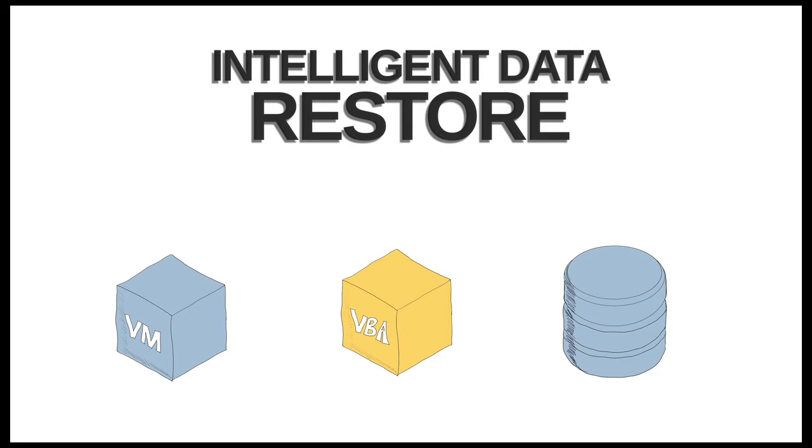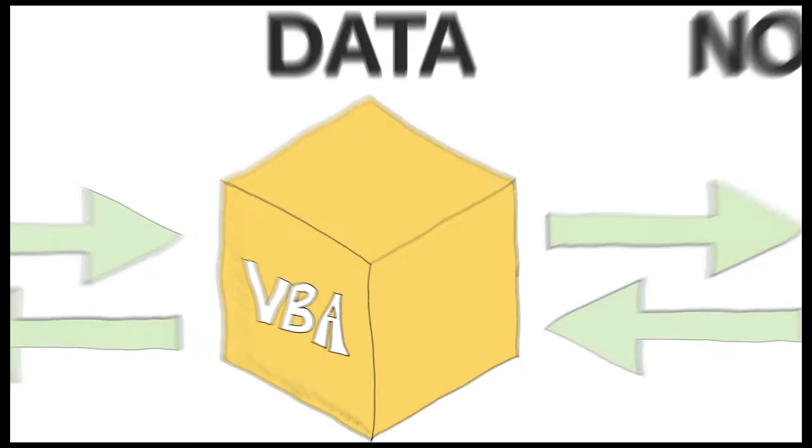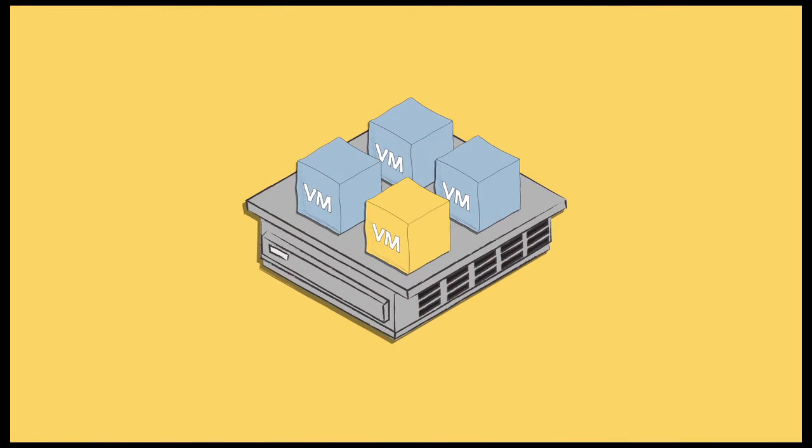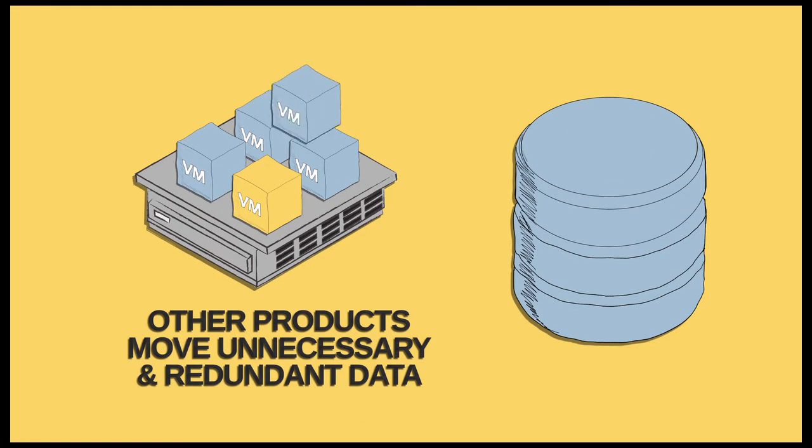And PhD's Intelligent Data Restore only writes the data necessary to perform a complete VM or virtual disk restore. Most virtual machines and virtual disks contain lots of null data. PhD identifies the null data and does not write it to storage. This saves time and reduces backup storage space. Additionally, PhD's virtual full backup methodology does not have to put together long full and incremental backup chains as part of the restore process. Other products that don't have this additional restore intelligence extend the restore process by moving unnecessary and redundant data, slowing down the recovery of your systems.